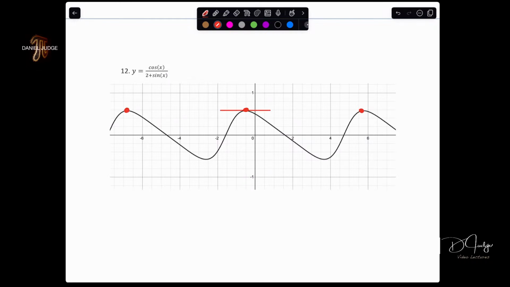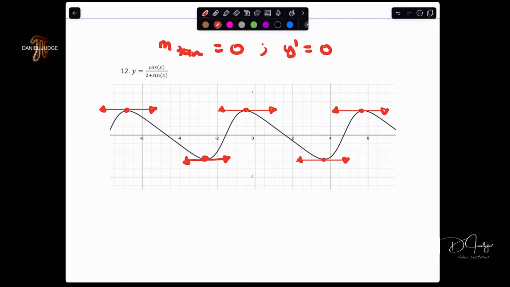You're not looking at every location here. And in fact, I can see a few of them. So I'm looking here at the hills and valleys. Remember that? Hills and valleys is where you're going to find horizontal tangents. All of these are horizontal tangents. So that means m tangent is 0. So what you're going to do is take the derivative of that function and set it equal to 0 and solve for x. It's going to be a trig equation. And you're going to see all these horizontal tangents have that 0 slope here.